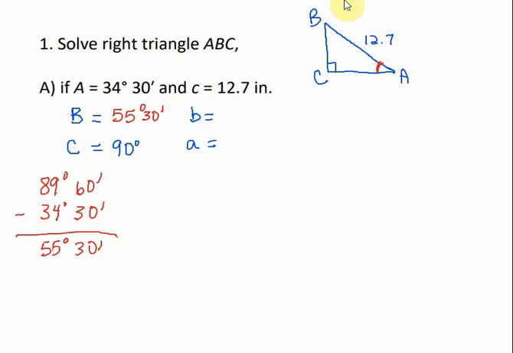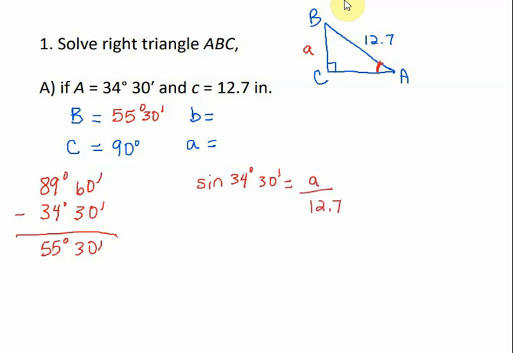If I want to find side a, then I can use the trig function opposite over hypotenuse. So which trig function uses opposite and hypotenuse? It would be sine. So the sine of angle A, which is 34 degrees 30 minutes, is equal to the opposite over the hypotenuse.